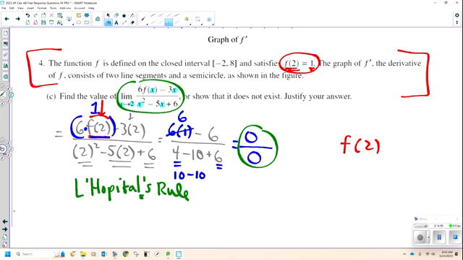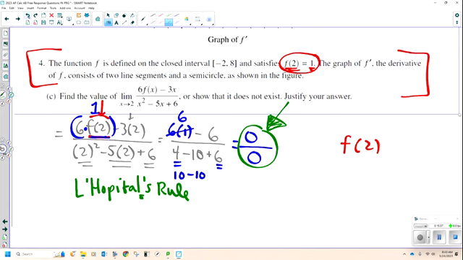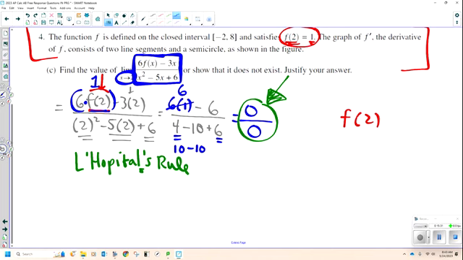What L'Hopital's rule says is, if I end up with 0 over 0, like I did right here, I can take my original function and take the derivative of the numerator and the derivative of the denominator separately. I do not do the quotient rule. I take the derivative of the top, I take the derivative of the bottom, and then I try plugging in my 2 one more time. And if I end up with 0 over 0 again, I do it again. I keep on going until I don't end up with 0 over 0.